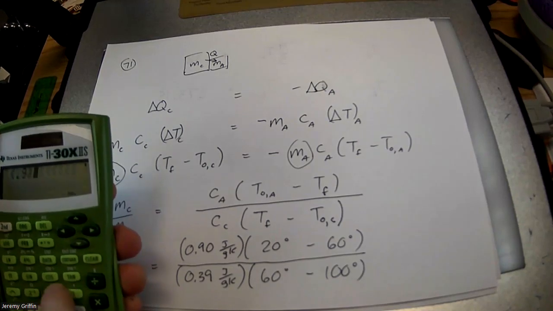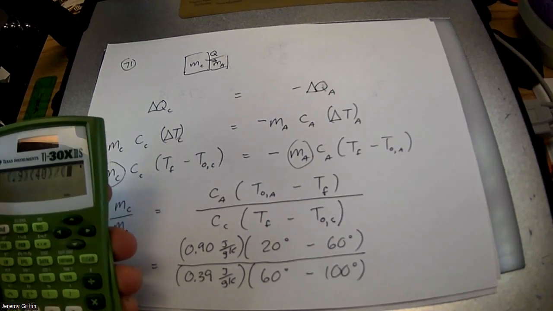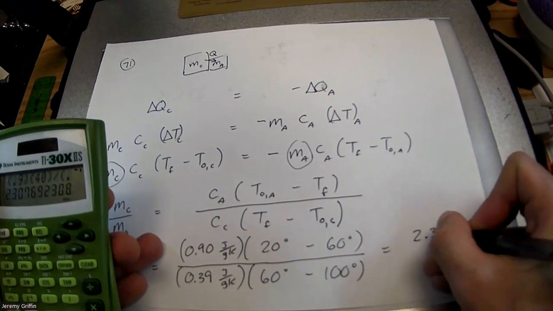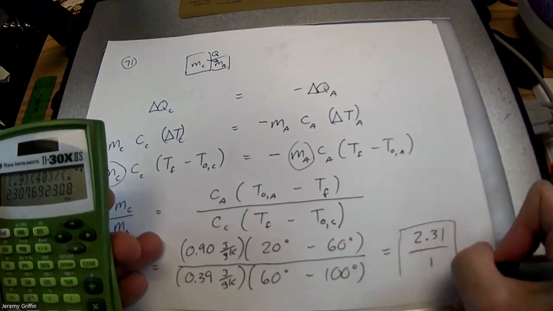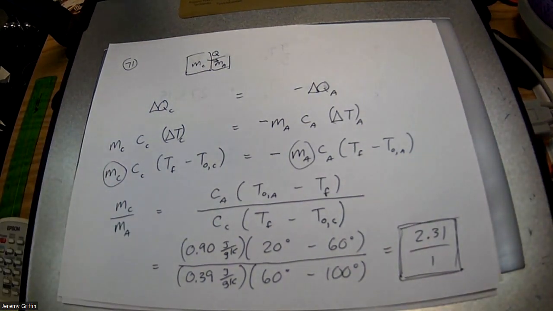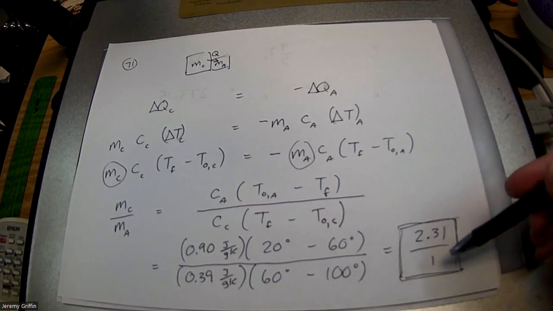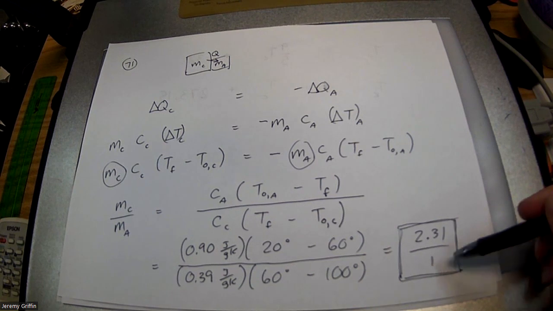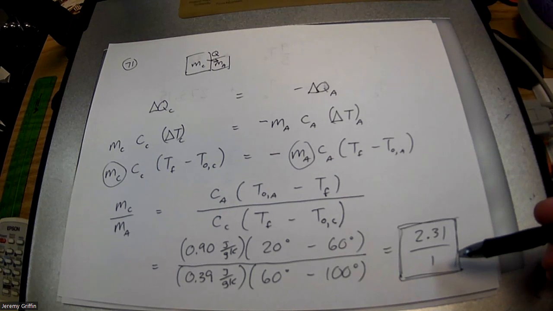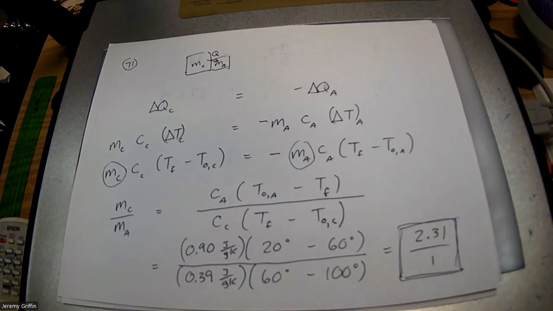So it's 0.9 times 40, all divided by 0.39 times 40. Okay. I'm looking at a ratio of 2.31 to 1. So again, the specific masses of either of these materials don't matter. But say I had 1 gram of aluminum, I would need 2.3 grams of copper for all these numbers to play out. Or if I had 1 kilogram of aluminum, I would need 2.3 kilograms of copper for everything to work out. Okay.